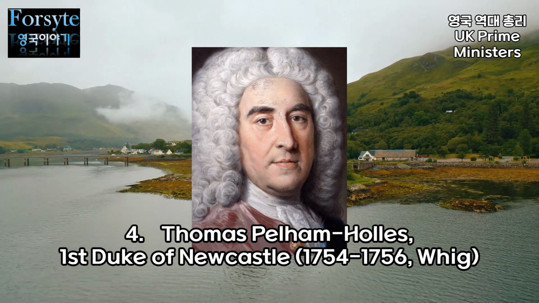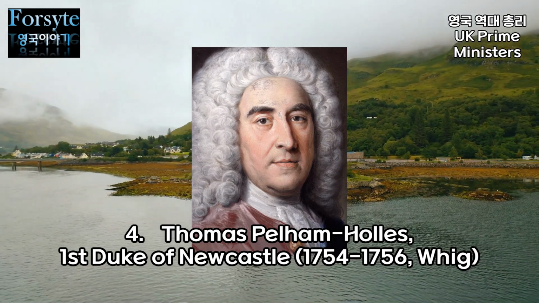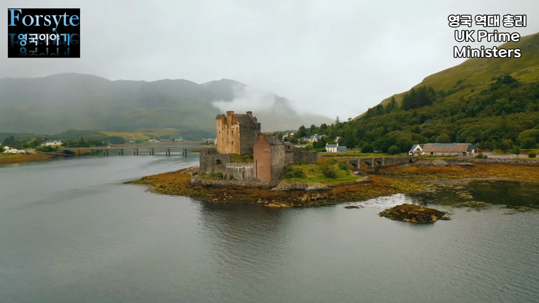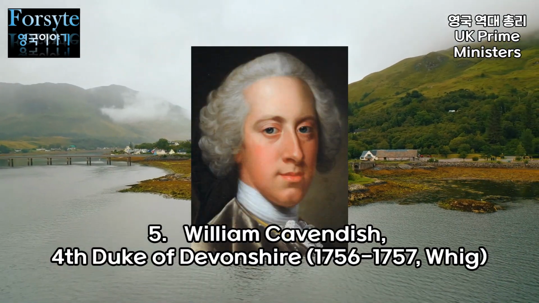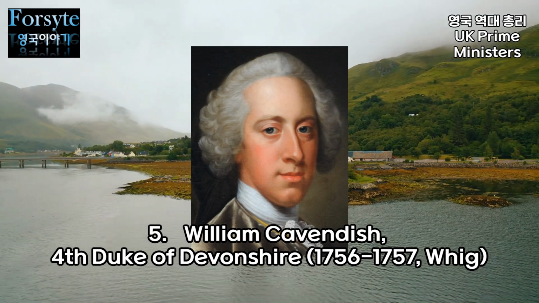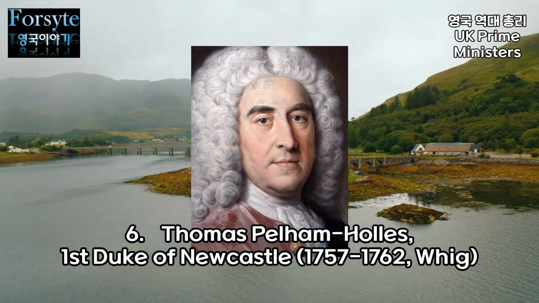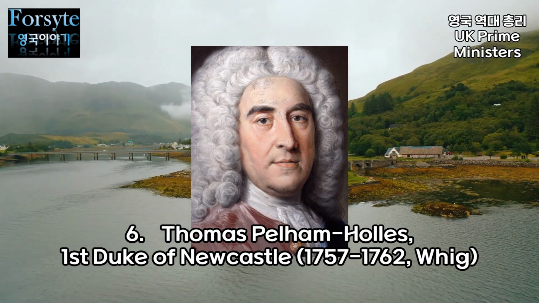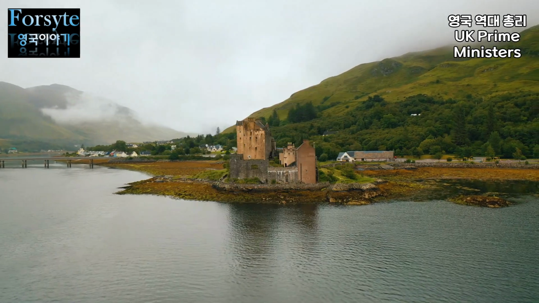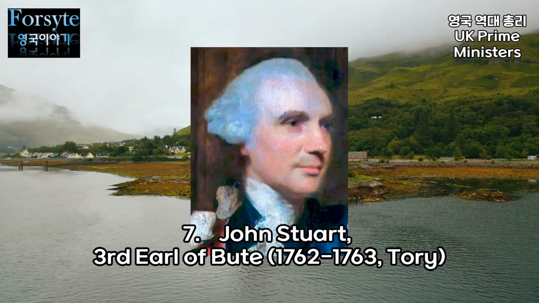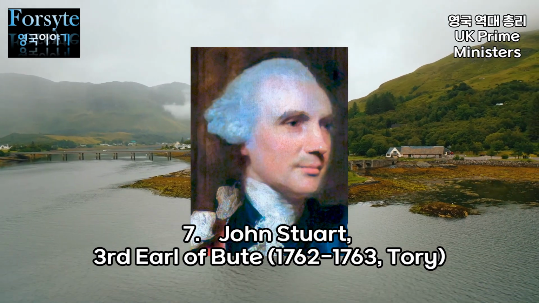4. Thomas Pelham Holles, 1st Duke of Newcastle, 1754 to 1756, Whig. 5. William Cavendish, 4th Duke of Devonshire, 1756 to 1757, Whig. 6. Thomas Pelham Holles, 1st Duke of Newcastle, 1757 to 1762, Whig. 7. John Stuart, 3rd Earl of Bute, 1762 to 1763, Tory.